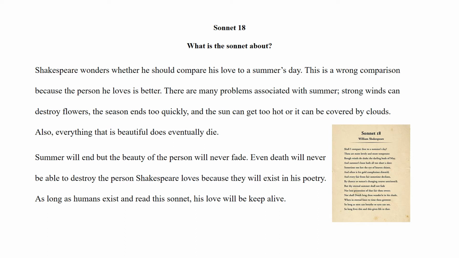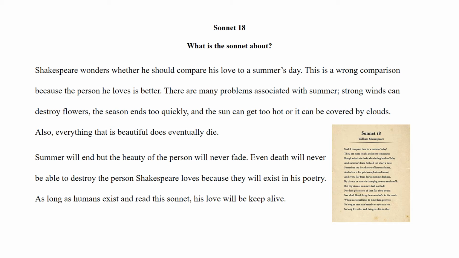Sonnet 18. What is a sonnet about? Shakespeare wonders whether he should compare his love to a summer's day. This is a wrong comparison because the person he loves is better. There are many problems associated with summer. Strong winds can destroy flowers, the season ends too quickly, and the sun can get too hot or it can be covered by clouds. Also, everything that is beautiful does eventually die.